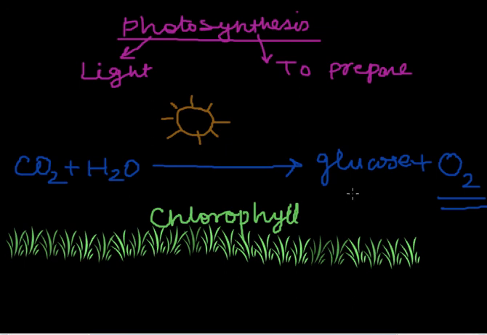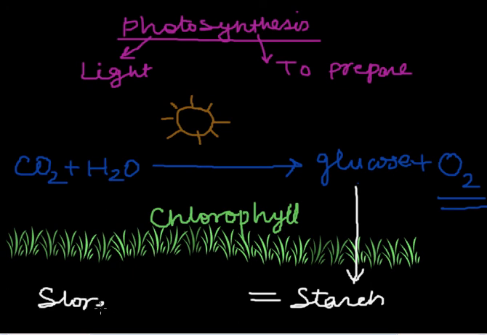The glucose, which is not consumed in plants for their metabolic reactions, is converted into starch and stored. Means starch is the stored food in plants, which is a polymer of glucose.